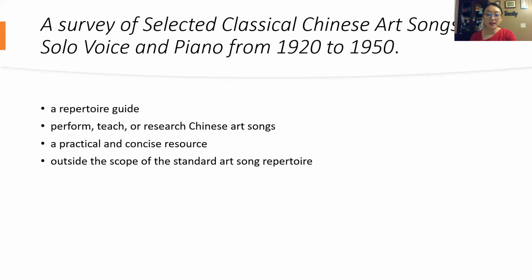This work is mainly a repertoire guide for musicians and teachers who need to perform, teach, or research Chinese art songs. It is a study that provides a practical and concise resource for singers who are looking for new songs outside the scope of standard ensemble repertoire.